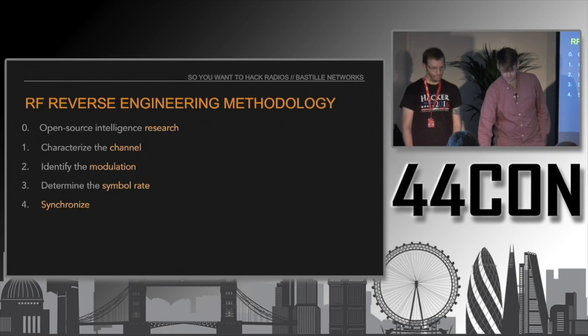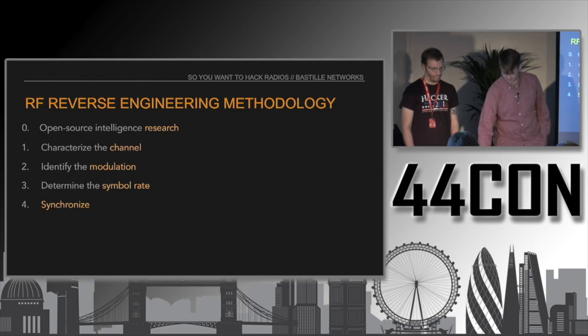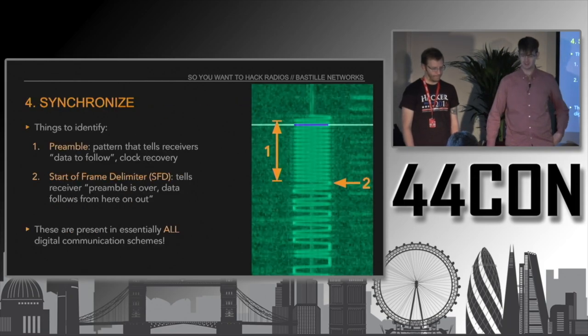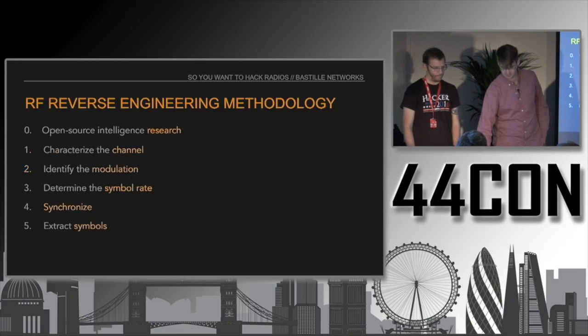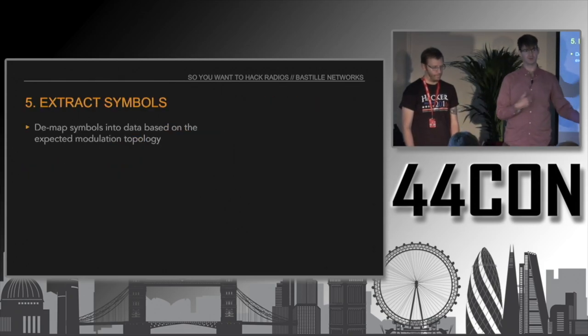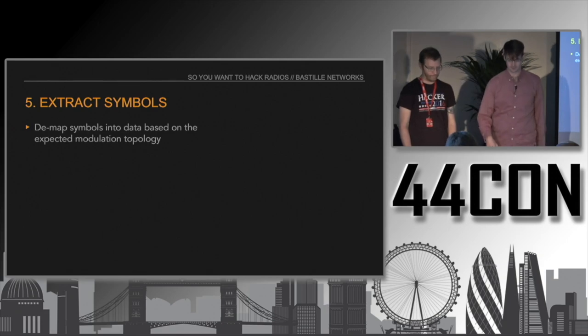Step four is to synchronize, and again, this gets into some of the more coding heavy parts, where you can actually start to write software rather than drive tools to implement this part. This will use things like the preamble and the start of frame delimiter to get our receiver to synchronize with the packet that's come in and figure out where to start sampling or extracting the symbols from. Then step five is basically just to pull out the remaining symbols, decode them if they're encoded, and then figure out what's going on at layer two.